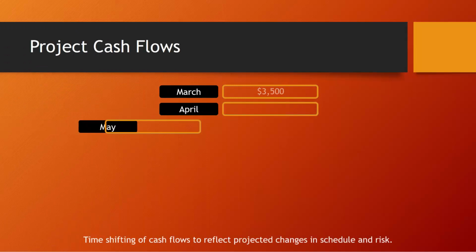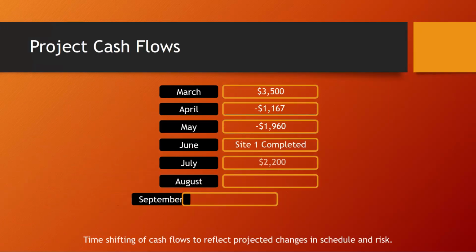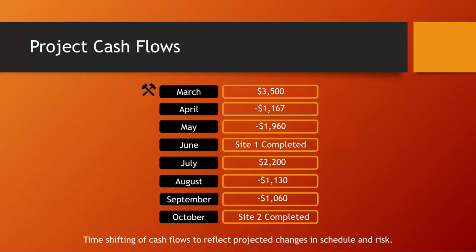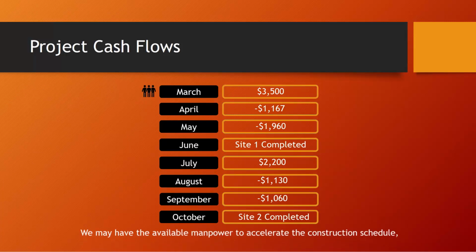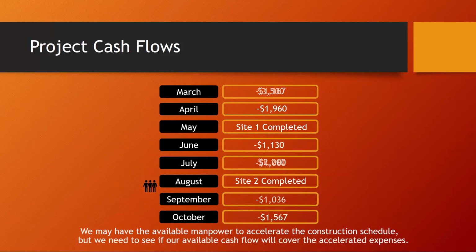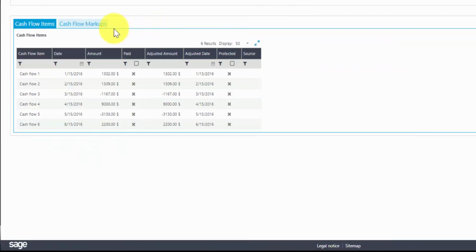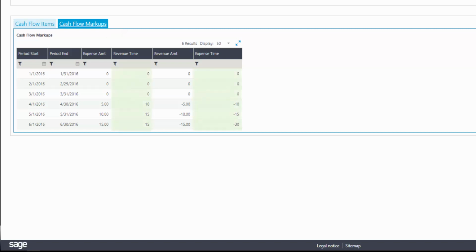Project cash flows allow for time shifting of cash flows to reflect projected changes in schedule and risk. For example, we may have the available manpower to accelerate the construction schedule, but we need to see if our available cash flow will cover the accelerated expenses. A markup table allows the user to adjust the time or amount of expense or revenue within the chosen period.